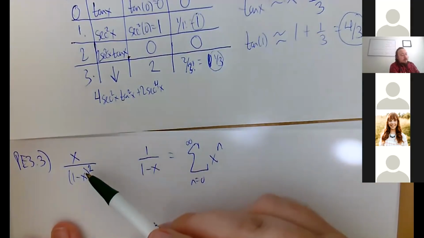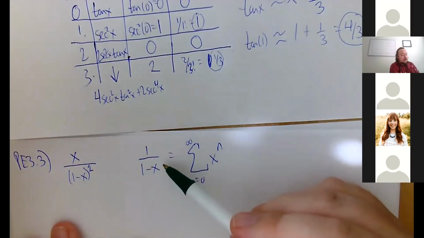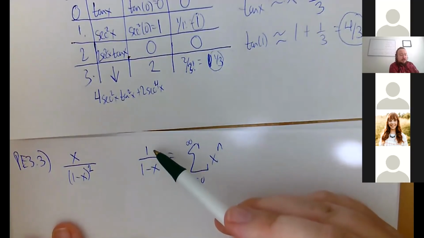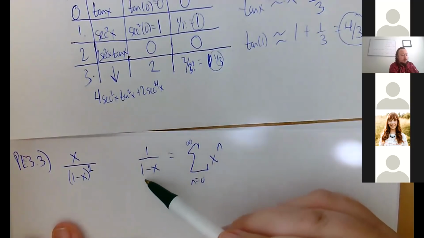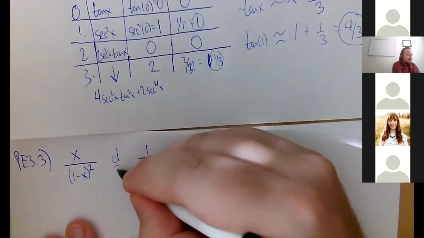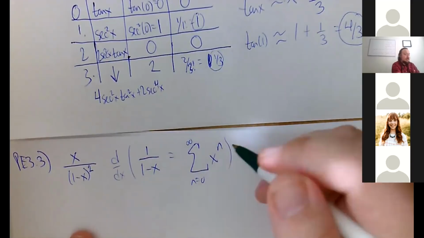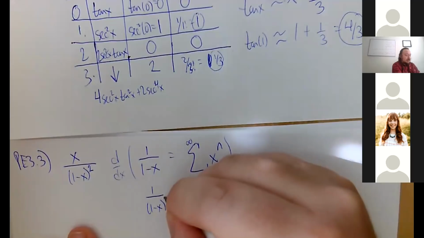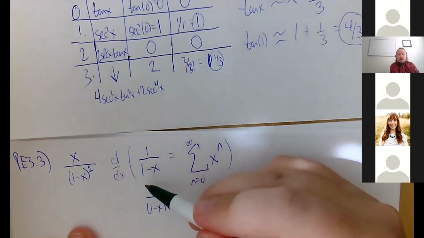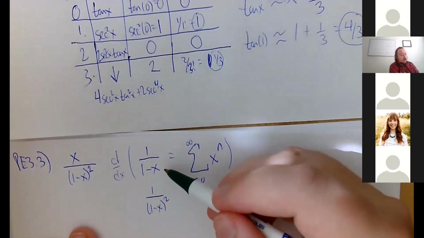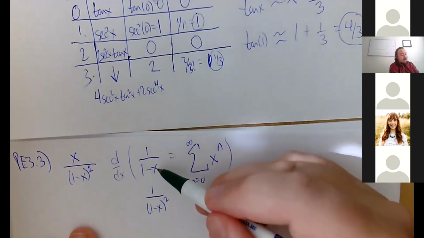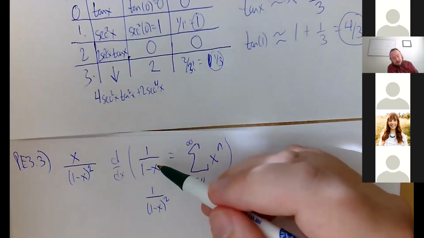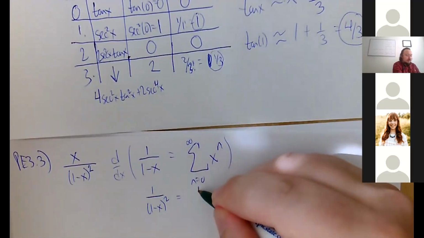Now I noticed that my bottom is squared here. And I know that if I take the derivative of both sides of this, in the process I'm also going to square the bottom. If I do the derivative of this function and its series, then I end up with 1 over 1 minus x squared. As I do the power rule, this is to the -1, so I technically have a negative there. But if I multiply by the derivative of 1 minus x, which is -1 as well, that will go away.